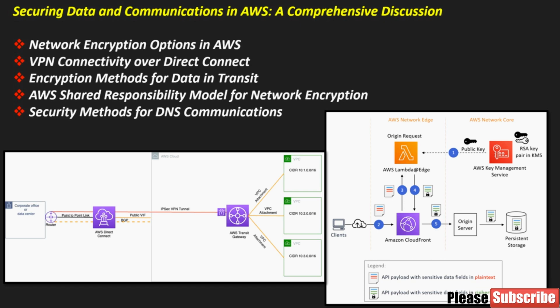So in conclusion, we can focus on securing data and communications within the AWS network. It requires a multifaceted approach, utilizing encryption options, implementing VPN connectivity over Direct Connect, employing encryption methods for data in transit, understanding the shared responsibility model, and adopting security methods for DNS communications. These are all vital components of a robust security strategy. By staying informed and leveraging the available tools and services, business organizations can create a secure environment for their data in the ever-evolving landscape of cloud computing.